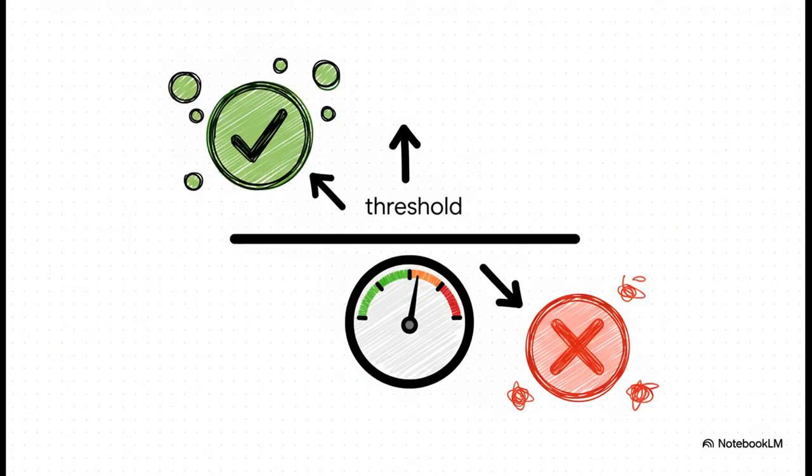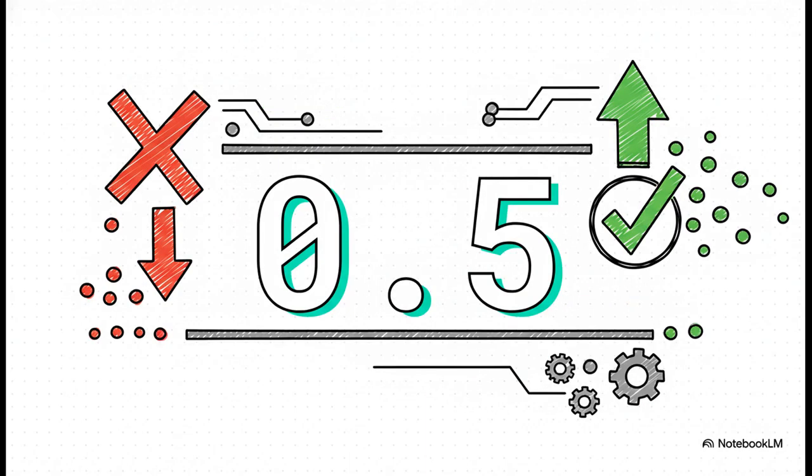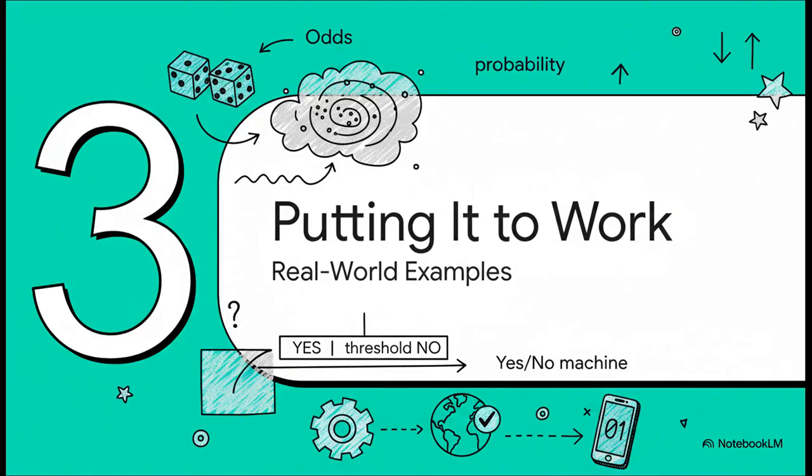And the rule could not be simpler. If the probability that the machine calculated is higher than that line in the sand, the answer is yes. If it's lower, the answer is no. And most of the time, that threshold, that line, is set right smack in the middle at 0.5 or 50%. So if there's more than a 50% chance of something happening, the machine says yes. If there's less than a 50% chance, it says no. It really is that straightforward. So there you have it. From odds to probability to a final decision. That's the whole process.